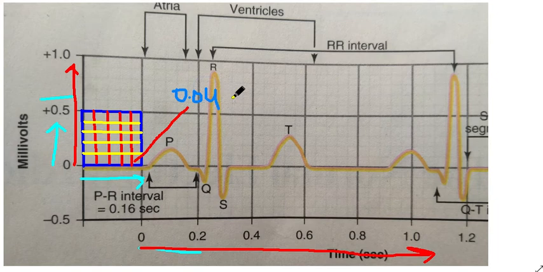These are the small values that you must remember, on the basis of which we will draw the normal electrocardiograph, whereas one small box in the vertical direction is equal to 0.1 millivolt. So these are the normal values of the recording paper.